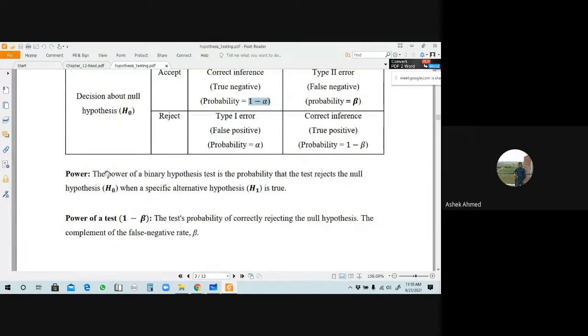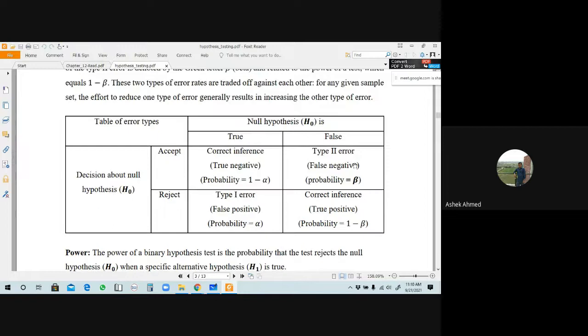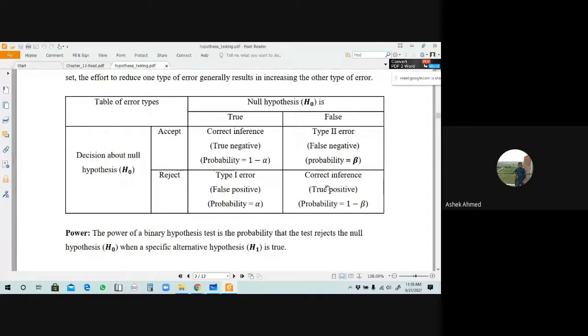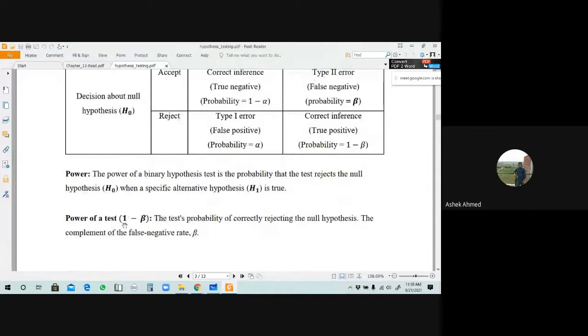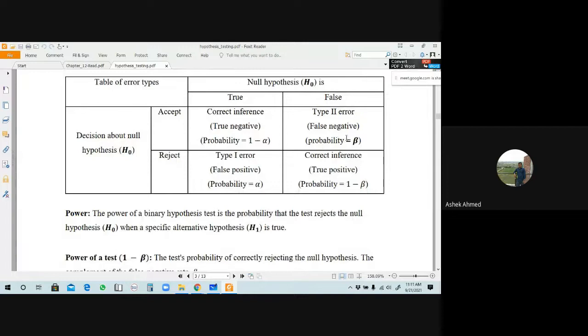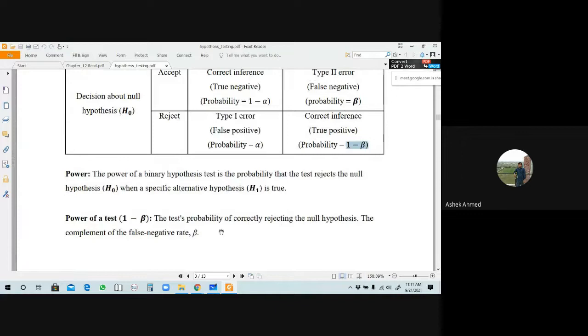Power: the power of a binary hypothesis test is the probability that the test rejects the null hypothesis when a specified alternative hypothesis H1 is true. So even though H1 is true, H1 gets rejected? Okay, that will be the power of a test. The power of a test is determined by 1 minus beta, the test's probability of correctly rejecting the null hypothesis, the complement of the false negative rate beta. The false negative rate was beta, and its complement is 1 minus beta. Okay, that will be the power of a test.